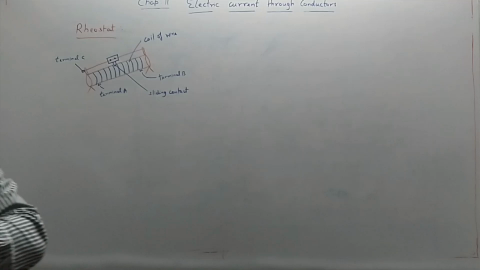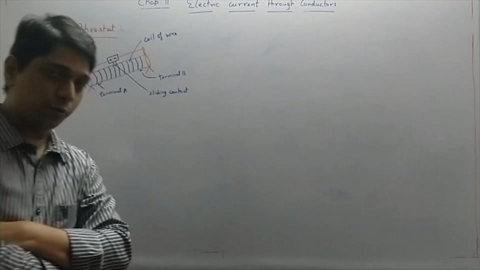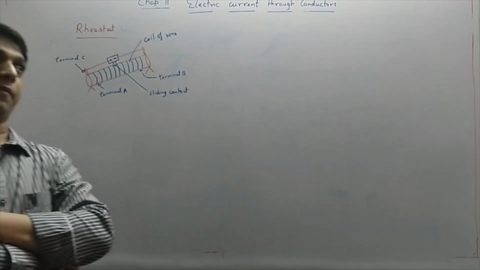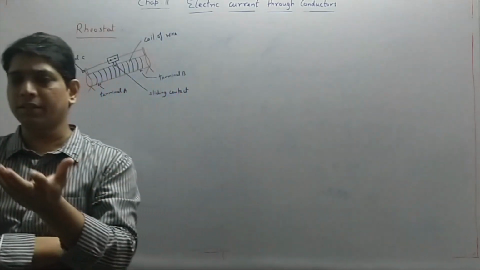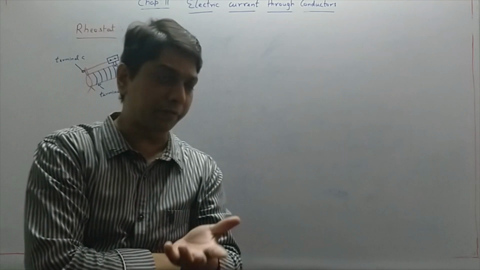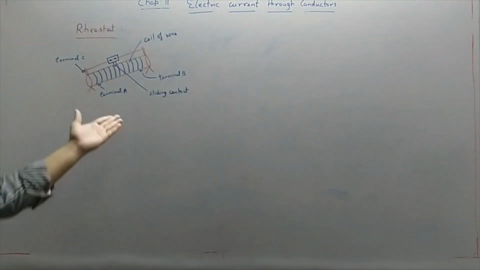Once we have seen what a resistor is and how to find the value of resistors, we will then go for resistors connected in series and resistors connected in parallel. Before that, we have a small topic, which is the rheostat. You can see the diagram here.